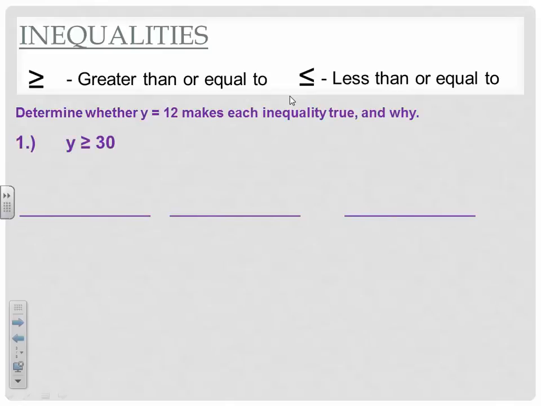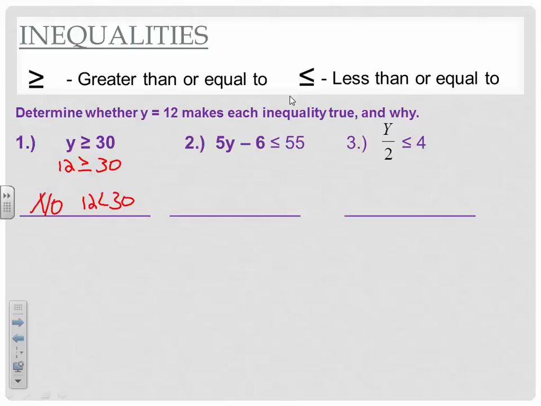It says determine whether y being 12 makes the inequality true. So if we put 12 in here for this y, so 12 greater than or equal to 30. Is 12 greater than 30? Definitely not. Is 12 equal to 30? Definitely not. This is no. And we could say something like 12 is less than 30. Okay?